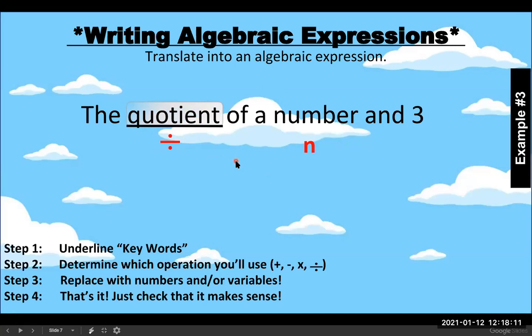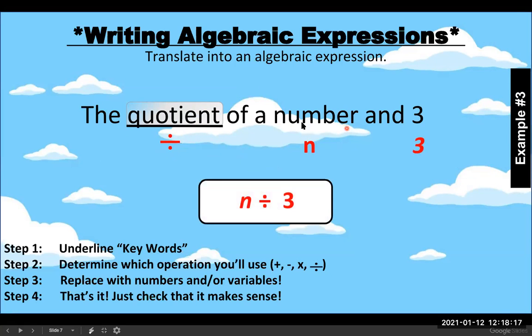So here we're gonna put, so n of a number. We don't know what number it is, so we just give it an n. You can give it any letter. And the 3 is the same thing as 3. So n divided by 3. So the quotient of a number and 3 means n divided by 3.